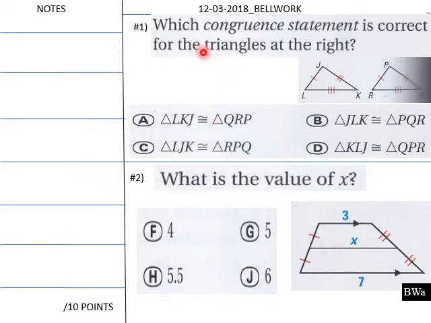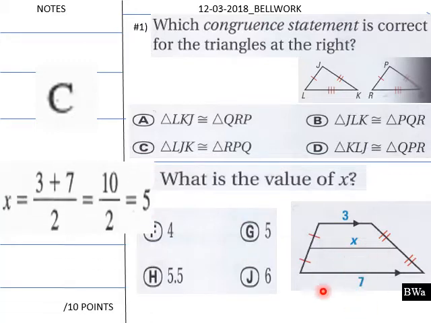Okay, so the answer to number 1 would be C here. This is a congruent statement for it: LJK is RPQ. Then what is the value of X here? If you know your rules about trapezoids, you would know the answer to this one is 3 plus 7. You add your bases, and 1/2 the bases would be 5. So X would equal 5 here.